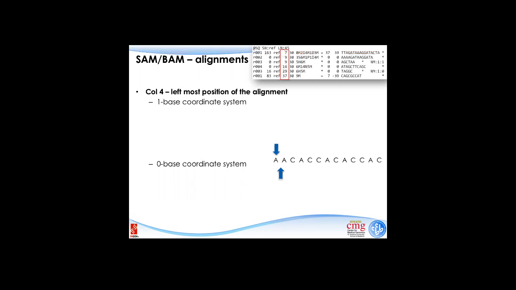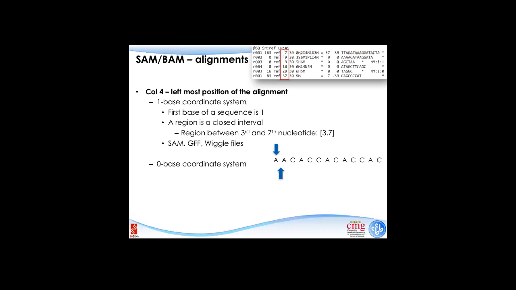One is called a one-base coordinate system. The other one is called a zero-base coordinate system. They are different, okay? In the one-base coordinate system, the first base of the sequence is 1. This is pretty straightforward, right? And for a region, if I say I'm looking at nucleotide number 3 to 7, you say from 3 to 7, and that is your nucleotide. Okay? So that is a one-base coordinate system.